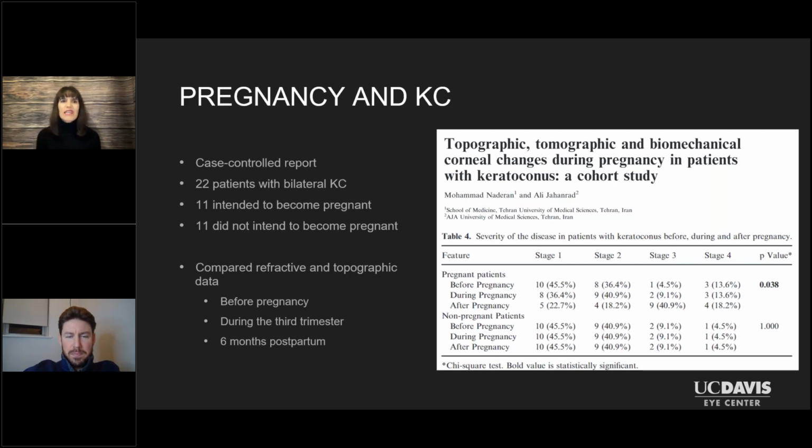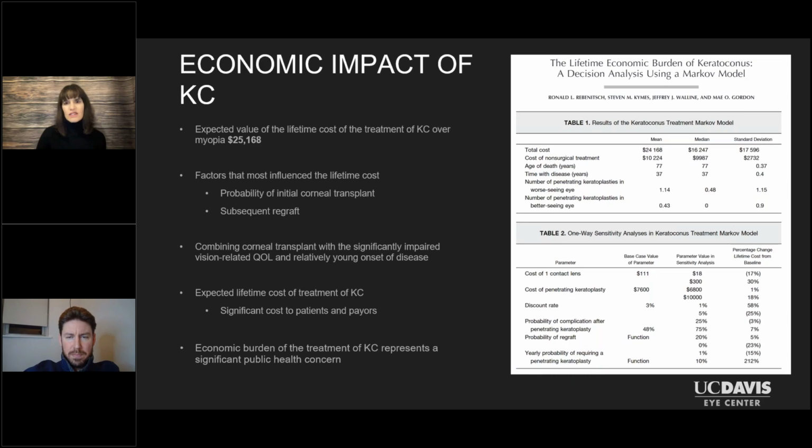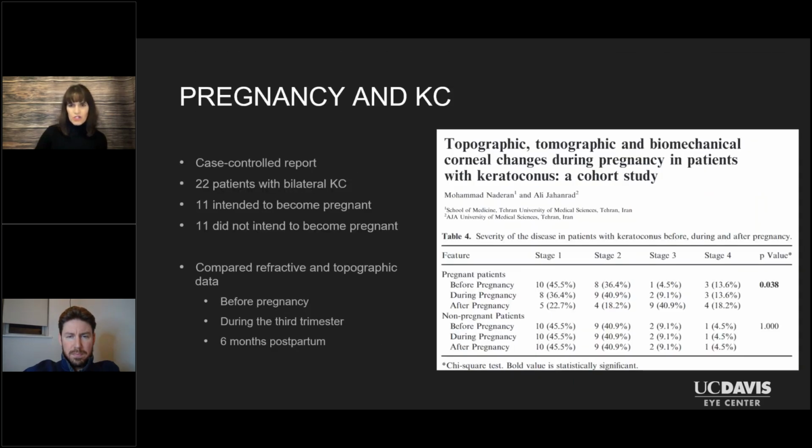So this was a case-controlled report of 22 patients with bilateral keratoconus. 11 intended to become pregnant, 11 did not intend to become pregnant. And this looked at refractive error and topographies prior to pregnancy, during the 3rd trimester, and then 6 months later, and really showed that those patients who became pregnant progressed. So when we're talking about stabilizing the cornea, and this is sometimes a difficult conversation.